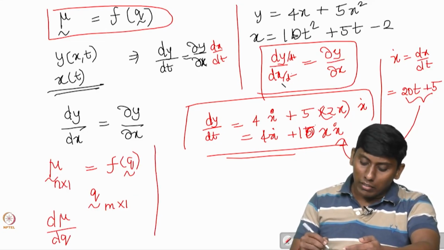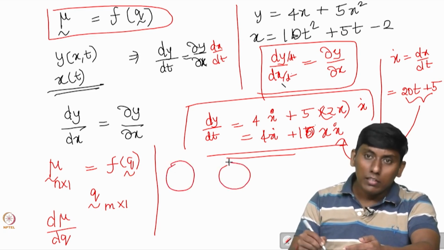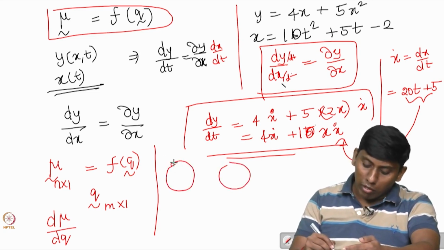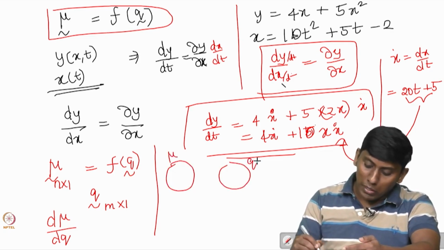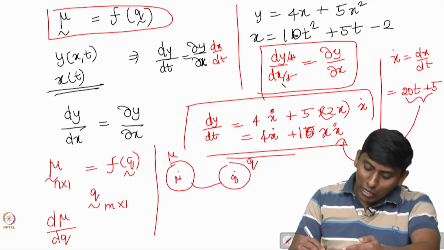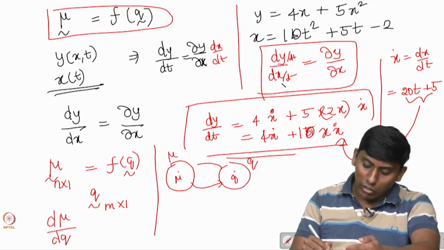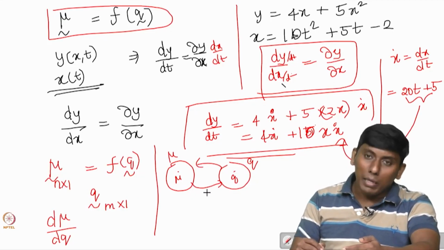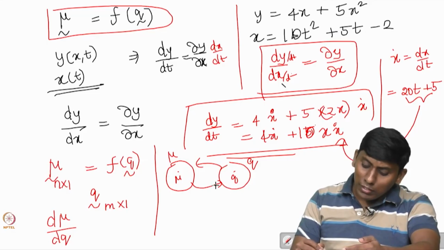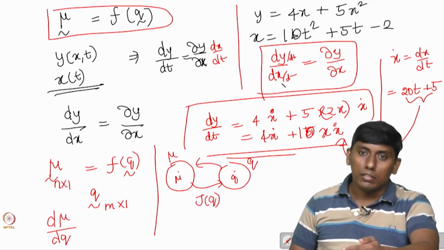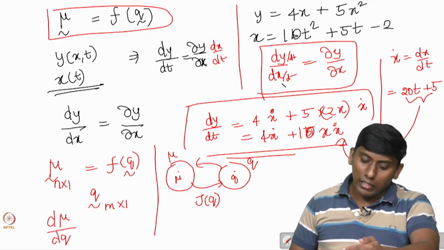So what that is, is a mapping between two spaces. This is mu space and this is q space, where we are mapping the relation between mu dot and q dot, from one to the other. This mapping is what we call the kinematic transformation matrix, this matrix in the velocity form. This is what you call the Jacobian matrix. So that is what we have written.